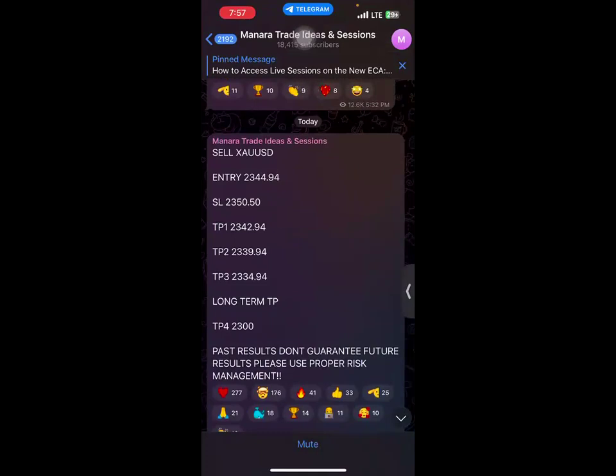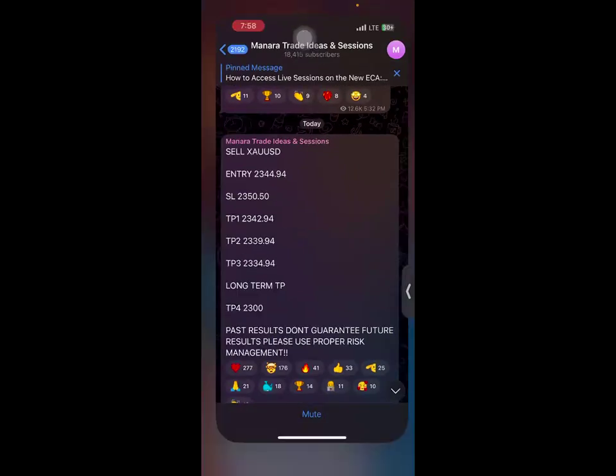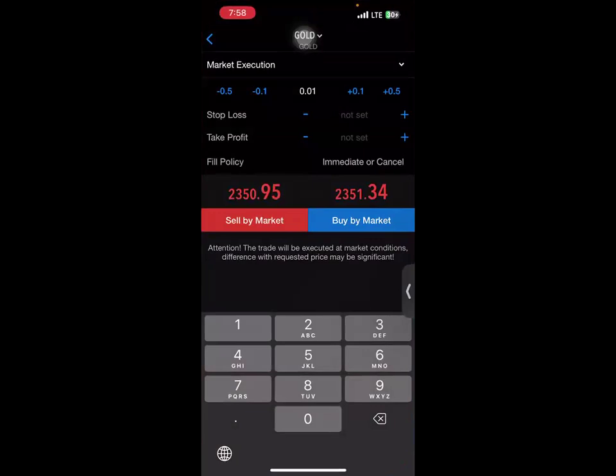Okay, hold on. We're searching for another trade idea. 2343. Okay, perfect. This is a very, very perfect example. So we're selling at 2344, but the market is currently where? Go back to your MetaTrader 5. Let me see something real quick. 2351. Okay, perfect.